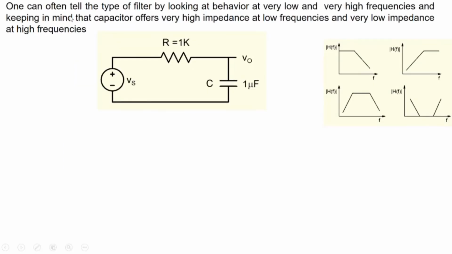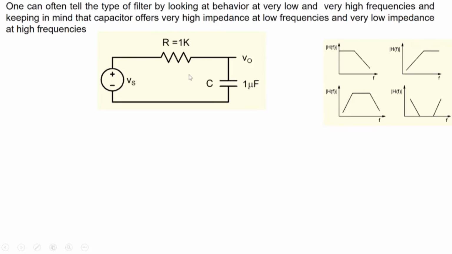As I just mentioned earlier, one can often tell the type of filter by looking at the behavior of the circuit. If you want to tell whether it is low pass, high pass, band stop, what kind of a filter it is, you look at the behavior of the circuit at very low and very high frequencies. And you keep in mind that a capacitor offers very high impedance at low frequencies, 1 over omega C, and very low impedance at high frequencies.